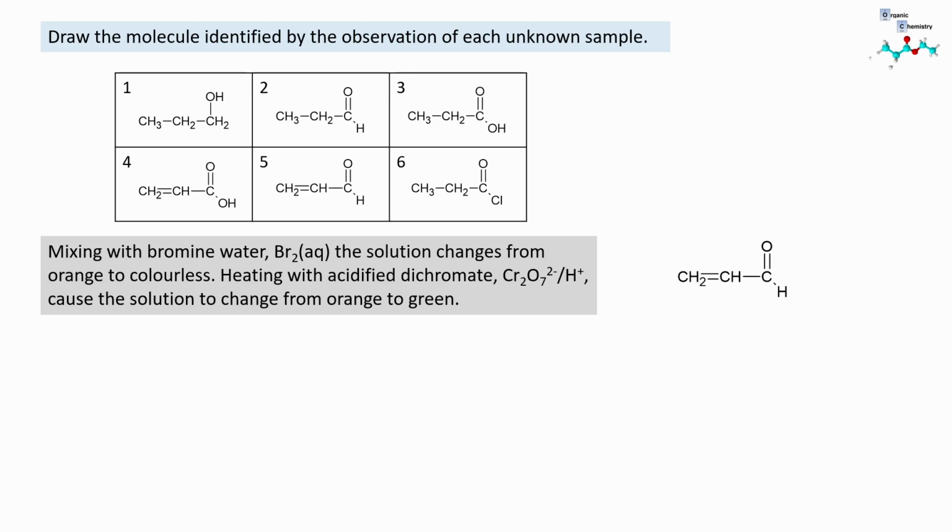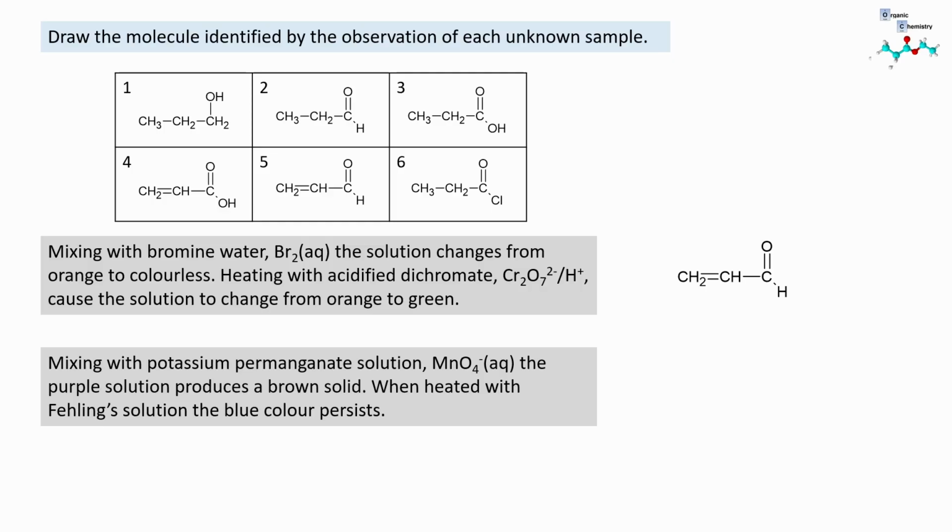Okay, let's have a look at the second one. Don't forget to pause after you're shown it and see if you can write down what the right answer is. So mixing a potassium permanganate solution, MnO4-, which is a purple solution, produces a brown solid. When heating with Fehling's solution, the blue color persists.